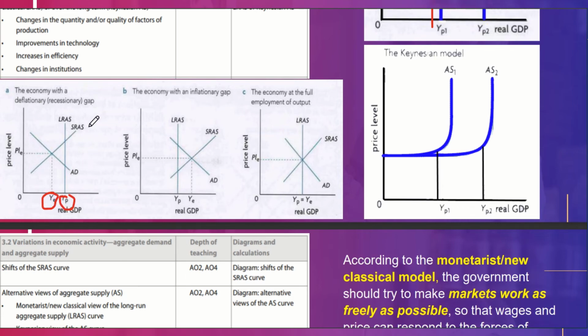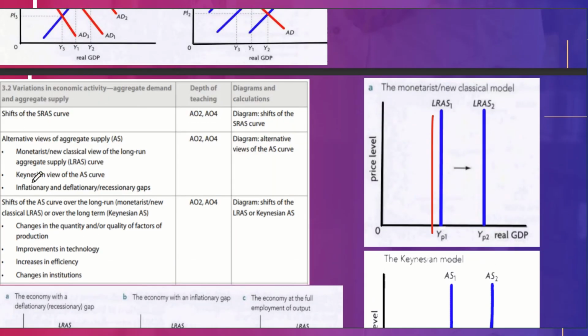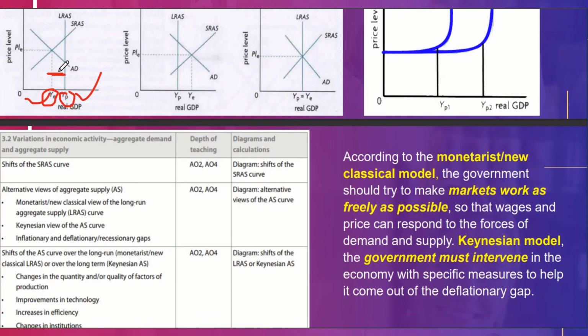So from this picture itself we can conclude that potential GDP is larger than the actual GDP. So this gap is said to be a recessionary gap. They are telling inflationary or deflationary gap. This gap is said to be a deflationary or recessionary gap.